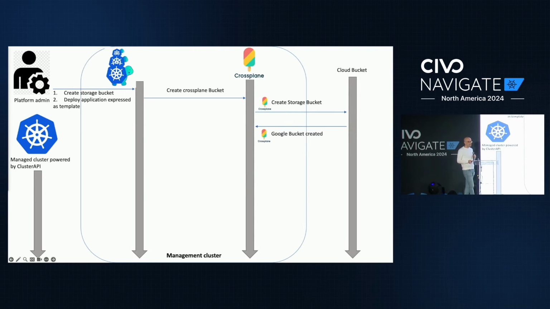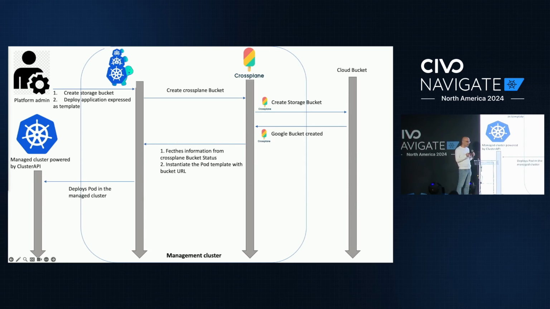At this point, what the system is supposed to do is take your application, which was expressed as a template where the bucket URL was a template parameter. It's supposed to get this storage URL from this resource, which is present in the management cluster, instantiate your application using this information, and then you can go ahead and deploy it. Once your application is deployed, it has all the information to do its job: collect information and upload it to the bucket that you just created.